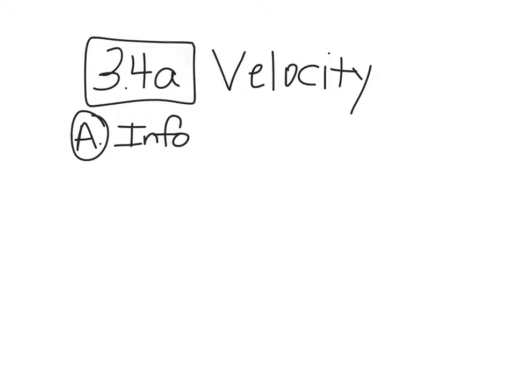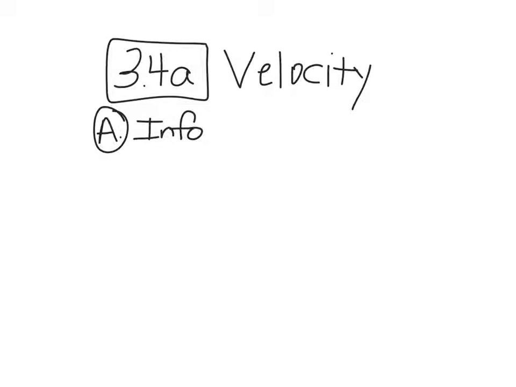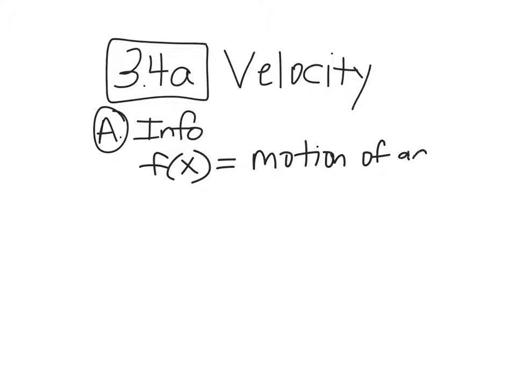Okay, let's start off with some information for you. Here we go. 1, 2, 3, 4, 5. I got like 6 pieces of information for you. Okay, so suppose that f of x is going to be the motion of an object. Motion of an object. Oops, I wrote abject. Object. Motion.